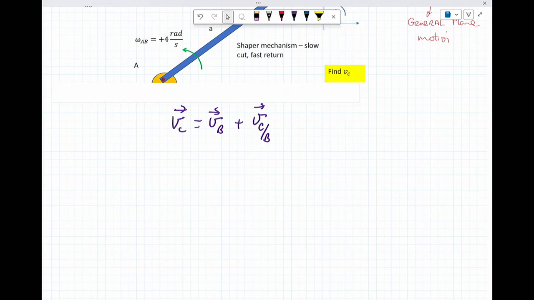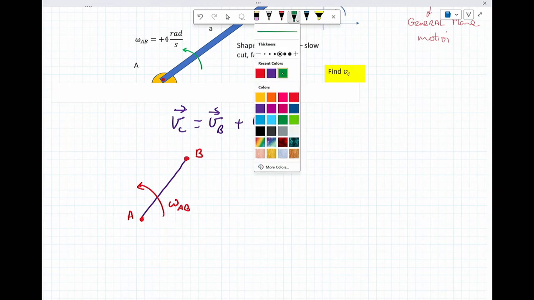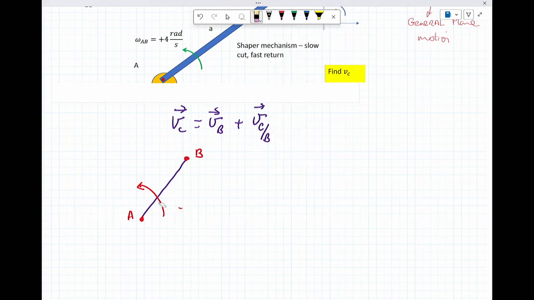So let's start by looking at AB on this. I've got A, I've got B, I've got a rotation which is given to me as 4 rads per second, and it's counterclockwise, which makes it a positive value. So it's rotating about point A because it's a fixed point, and I can start to do a little bit more with it.